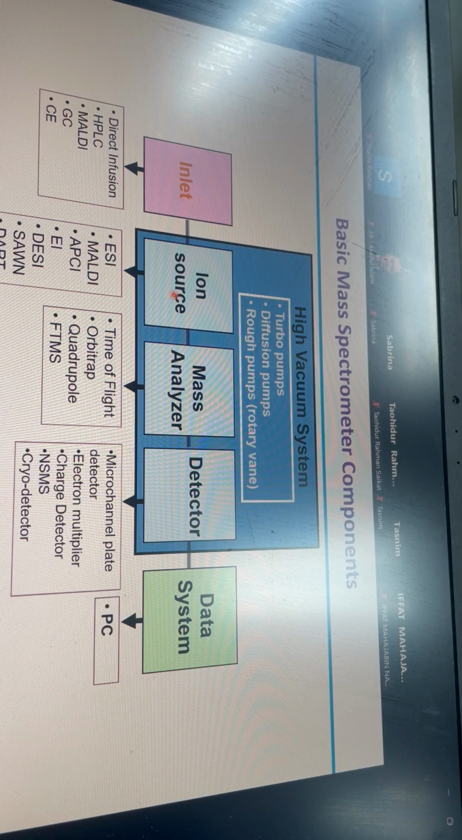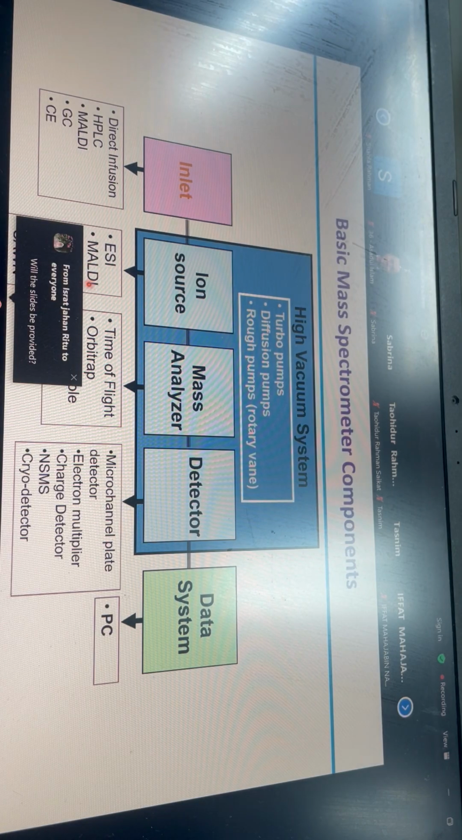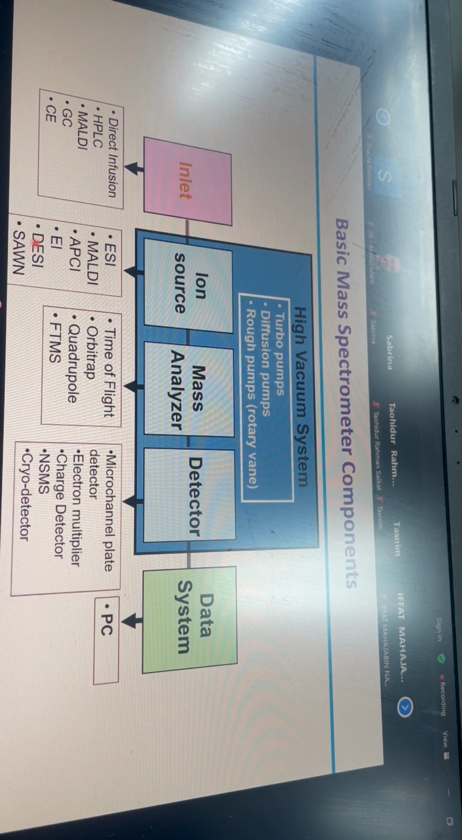So that's why you need to transfer your sample from liquid phase or solid phase to gas phase. And then you need a source that can actually generate the gaseous ion. There are many different types of ion sources. ESI, electrospray ionization, is mostly the ion source used now. And then you have matrix-assisted laser desorption ionization, atmospheric pressure chemical ionization, electron ionization, desorption electrospray ionization. So there are a lot of different types of ion source you have.